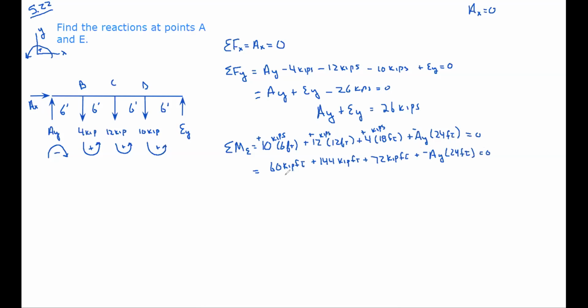Combine those terms, they're like. 60 plus 144 is 204. 204 plus 72 is 276 kip feet. That's equal to 24 feet times AY.